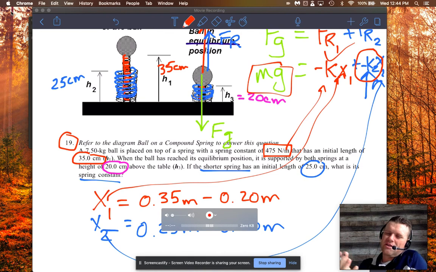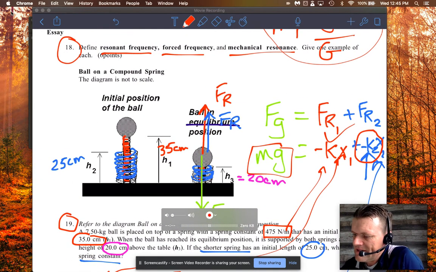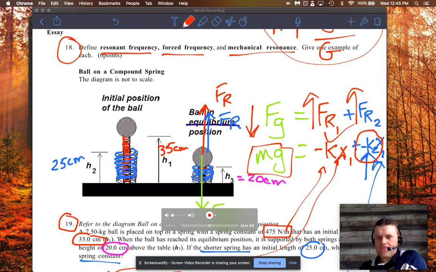Now, here's the one thing that's a little bit technical. If you just see that the force of gravity is down and that these two forces are up, you can kind of trip over the negatives here because it's negative kx. Technically, x would be a negative, so that would make it a positive. If you miss that, then you're kind of getting your negatives and positives all confused. If it helps you, just drop the negative from the formula and recognize that the restoring forces on both springs are going to be up, and the force of gravity is going to be down.